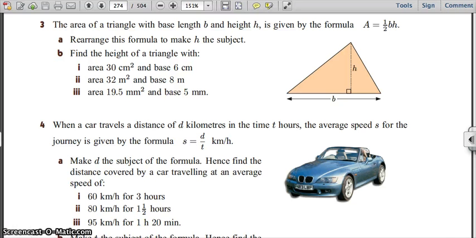Okay? The area of a triangle with a base B and height H is given by that formula. That's a formula we're familiar with. Over time, you won't be familiar with the formulas you'll be given, but at least this is a familiar one. Rearrange this formula to make H the subject. All right? You should be familiar with that process.